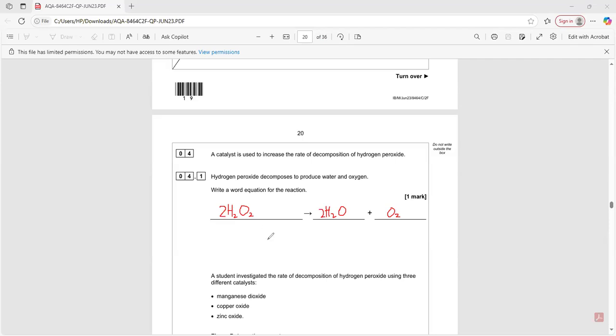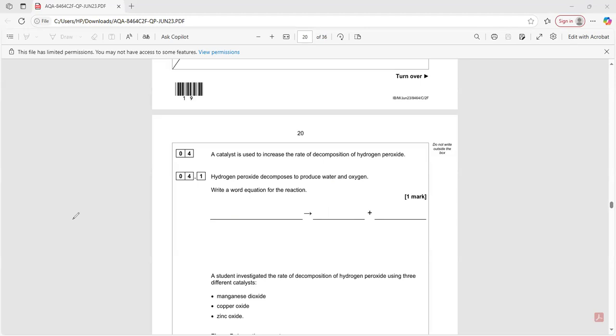So this is what would have happened if they had said chemical equation or equation with chemical symbols instead of word equation. But if it's word equation, just put their names as they've written it here: water and oxygen, no big deal. Okay, we're moving on now.